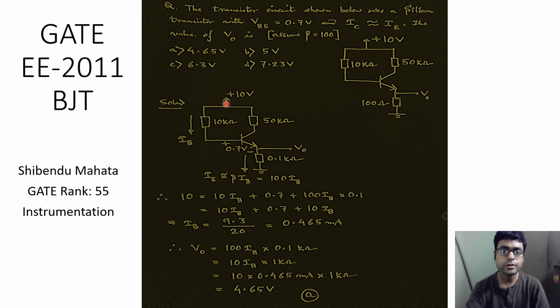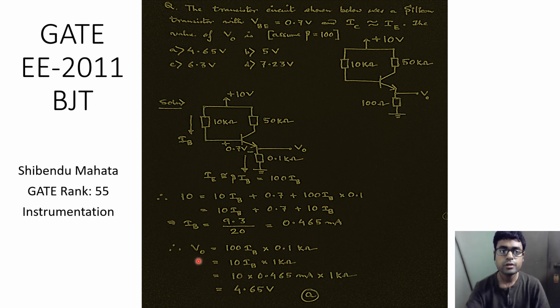So 10 volt should be equal to 10 multiplied by IB plus 0.7 plus 100 times IB multiplied by 0.1 kilo ohm. And from this expression, we can easily find the value of IB, which is the only unknown, and this is equal to 0.465 milliamperes.